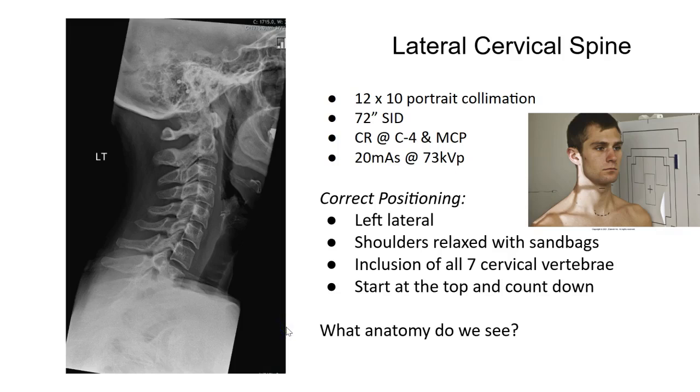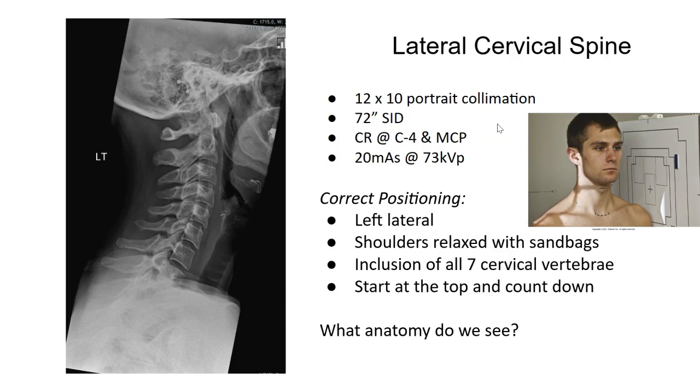We typically begin with our lateral C-spine. We are going to do our lateral C-spine standing at the wall bucky, but this can be performed recumbent using a horizontal beam and a cross-table method if it were a trauma situation. But in lab for checkoffs, we'll do ours standing at the wall bucky. You are going to utilize 12 by 10 portrait collimation, and we're going to use 72 inches SID.